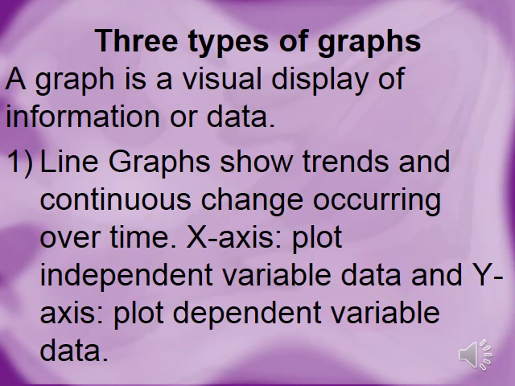There are 3 types of graph. A graph is a visual display of information. The first one is a line graph. It shows trends and continuous change occurring over time.